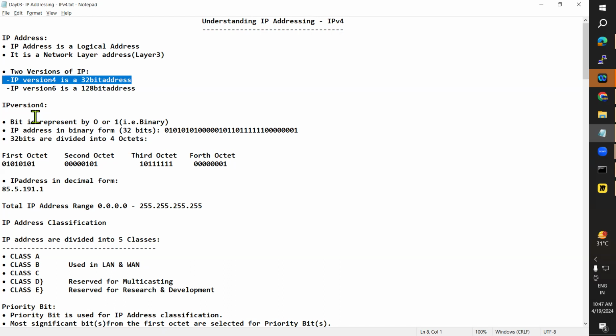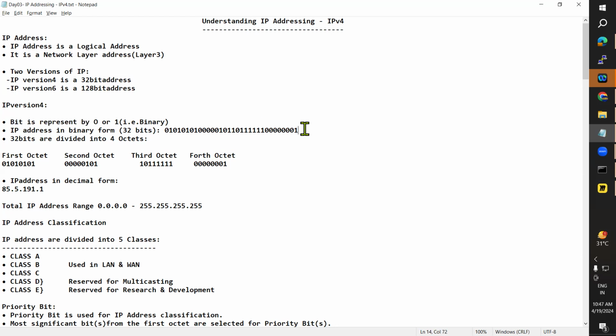So hence the organizations are not using IPv4, IPv6 now. There are two IP versions, IPv4 and IPv6. We are not going to discuss IPv6. IPv4 we are discussing today.